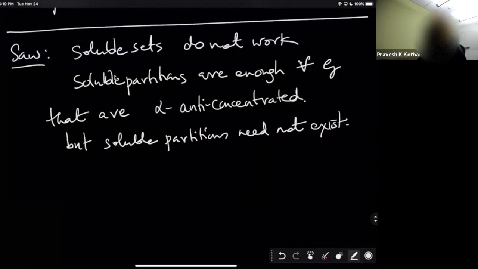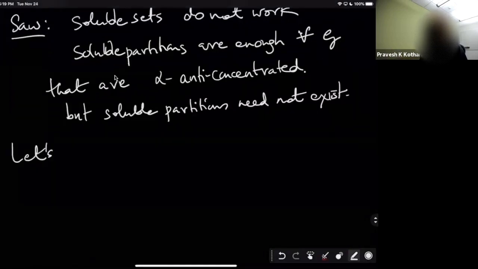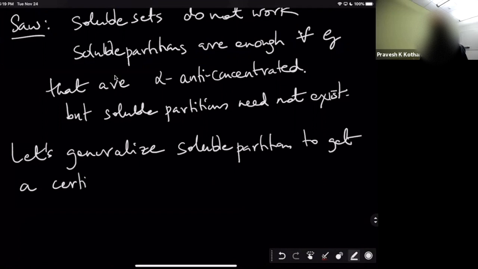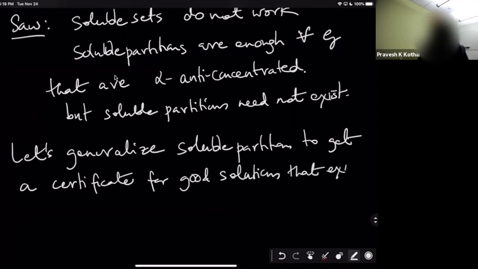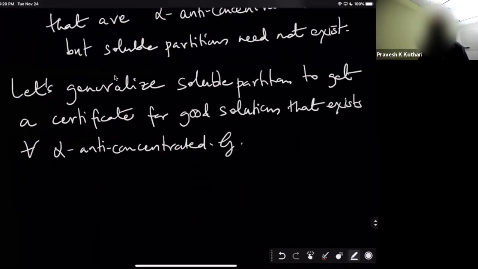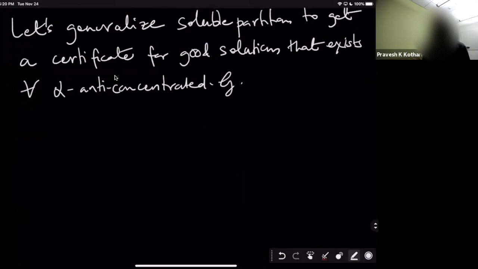So let's try to generalize. Let's generalize soluble partitions to get a notion of certificate for true solutions that exists for all alpha anti-concentrated G's. Okay, good. So how are we going to do that?